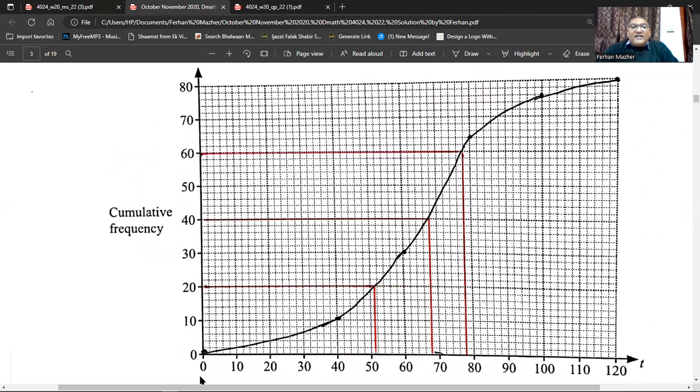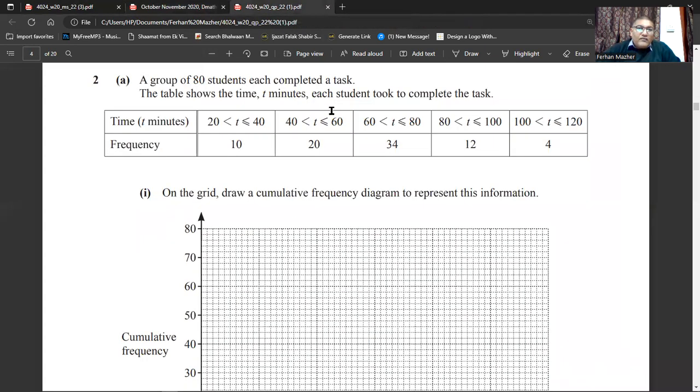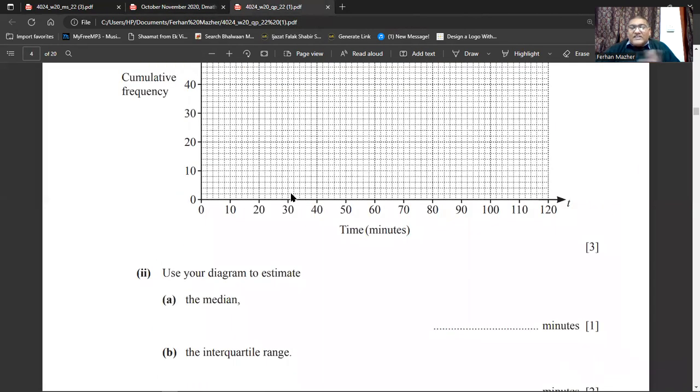So you can see here at 0, 0, at 40, we have put the dot of 10. At 60, we have put the dot of 30. At 80, we have put the dot of 64. At 100, we have put the dot here. And at 120, we have put the dot here. Then I have joined them with a curve. And this is the cumulative frequency curve, which you will get. Okay, this was a 3 marks question.